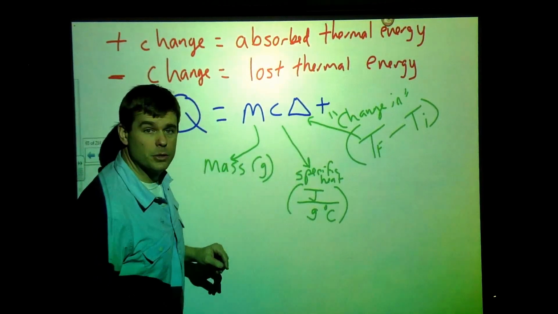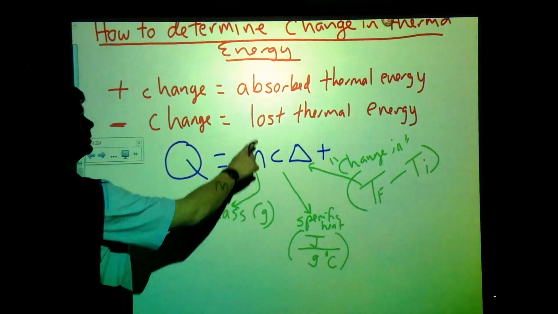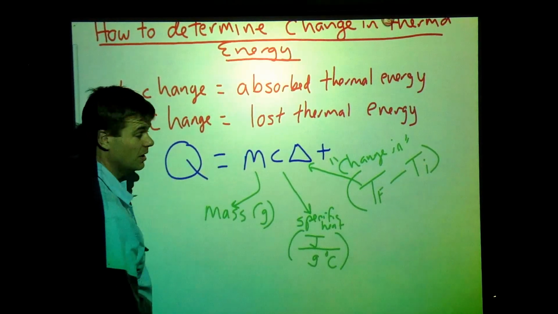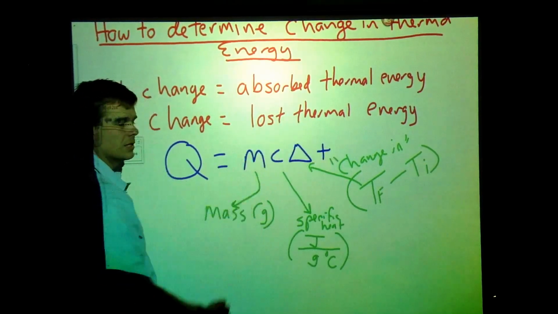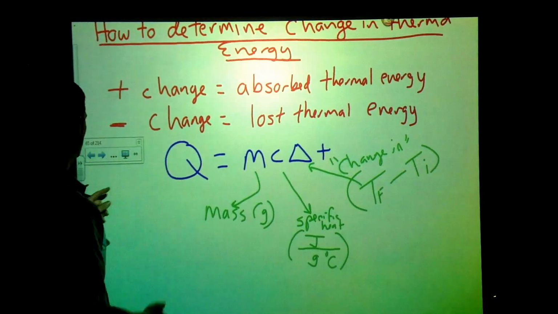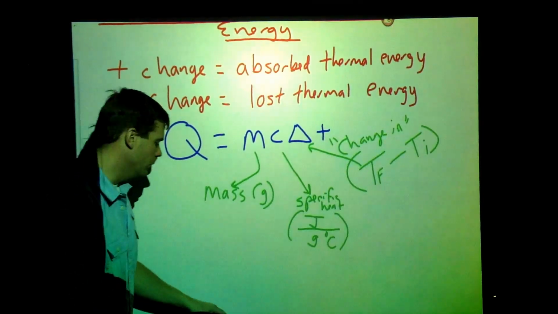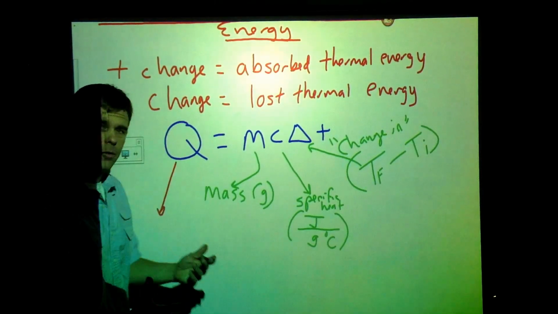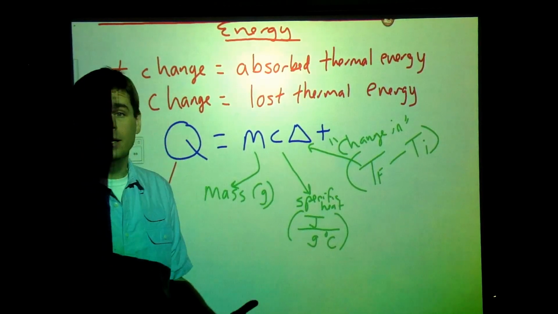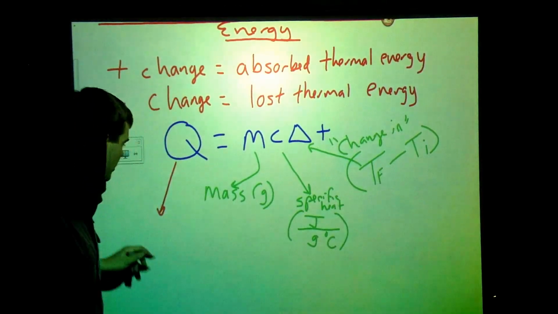If my change in temperature is positive, I absorbed thermal energy. If my change in temperature is negative, I lost thermal energy. So Q, this mysterious Q, is my amount of thermal energy that I either gained or lost. So it's my change in thermal energy.